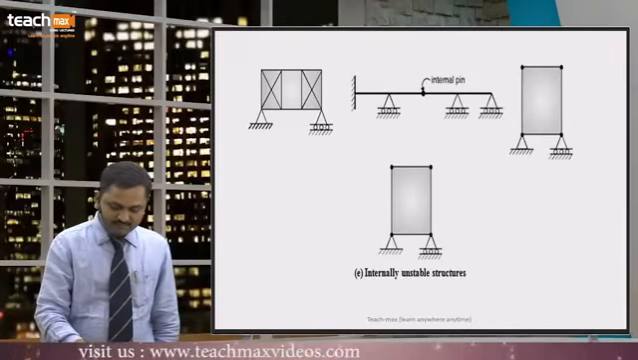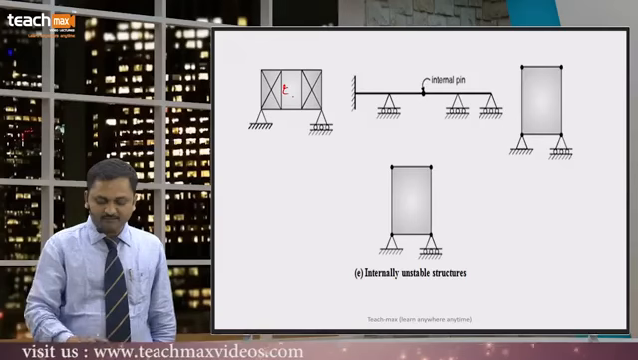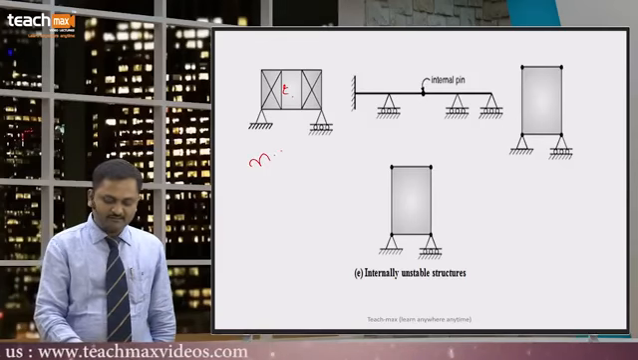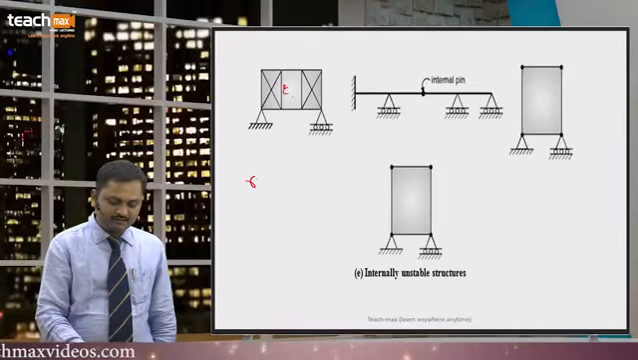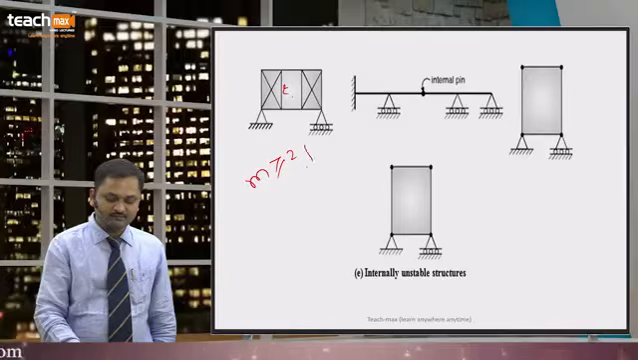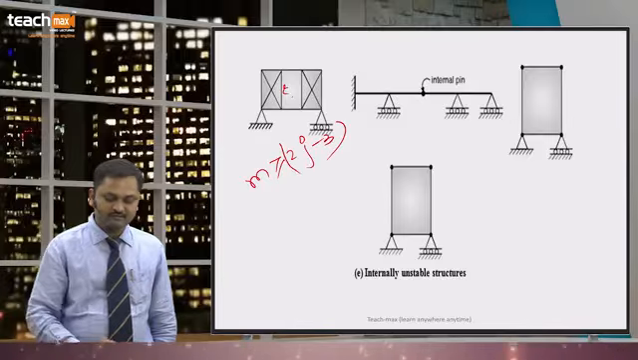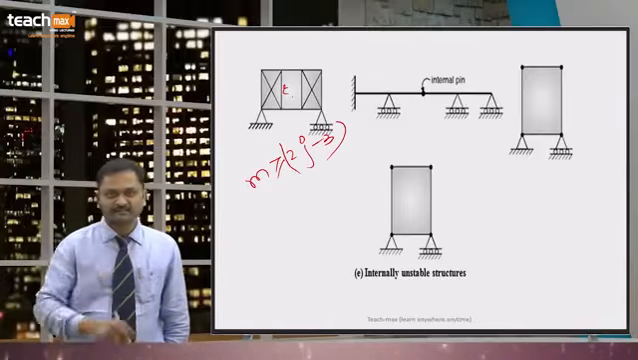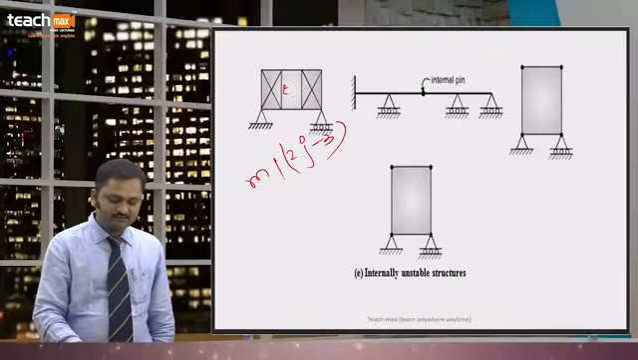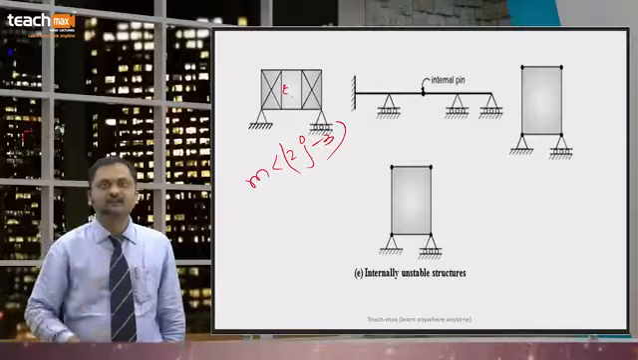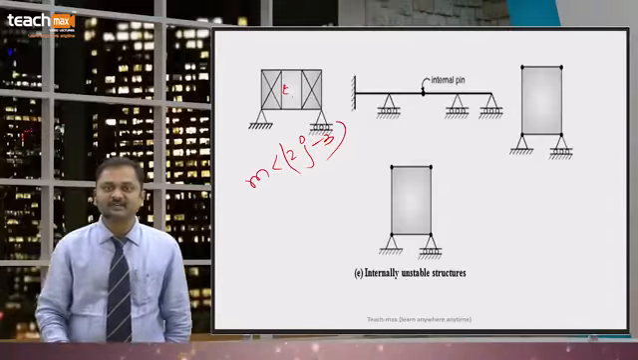ये देखो यहाँ पे डिफिशियंसी है ट्रस की, नंबर ऑफ मेंबर्स की. m should be equal to or greater than 2j minus 3. This should be satisfied, then and only then the structure is stable. Okay, if not then the structure becomes unstable. तो इस केस में m is less than available equilibrium conditions 2j minus 3.